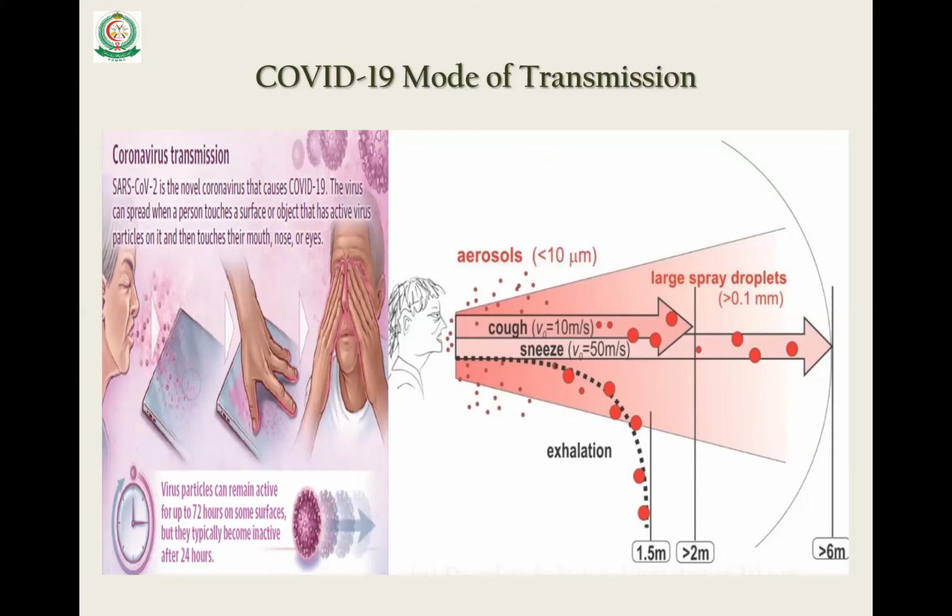The slide on the left shows us the other mode of transmission, if somebody gets in contact with a contaminated surface. When these droplets fall on different surfaces, and someone touches these surfaces and then touches his eyes, mouth, or nose, he can again get infected.